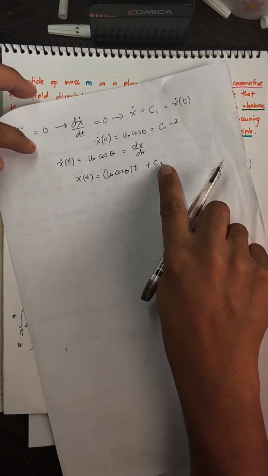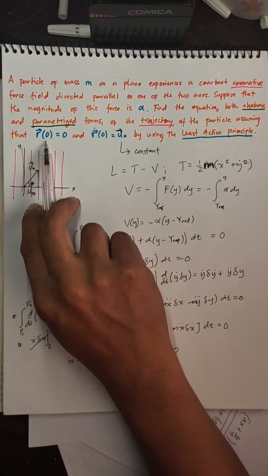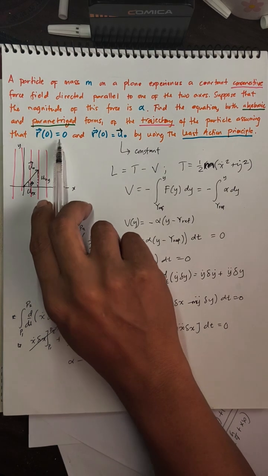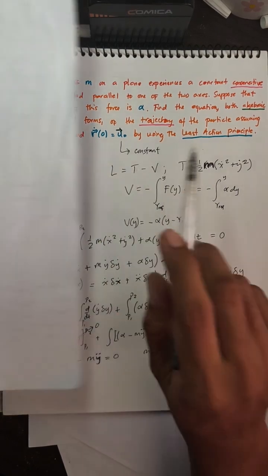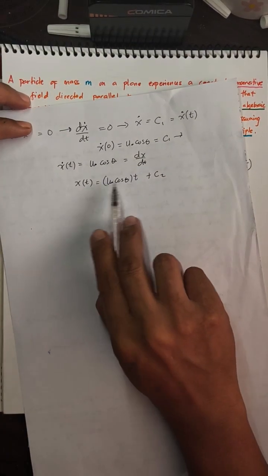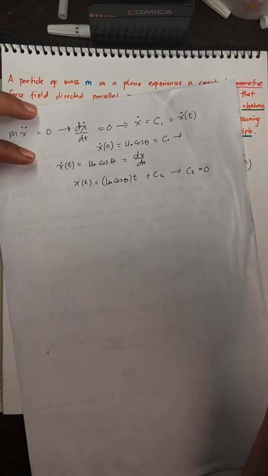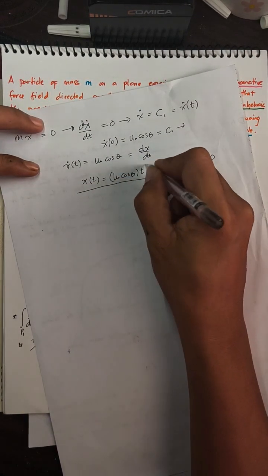How do we determine c2? Again, let's apply the initial condition. It is at 0, 0, the 0 vector, at t equals 0. From here, setting this equal to 0 and this equal to 0, we can see that c2 is just 0. So our x of t is just this.